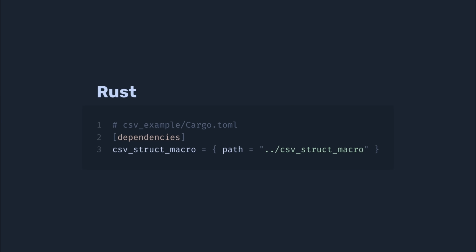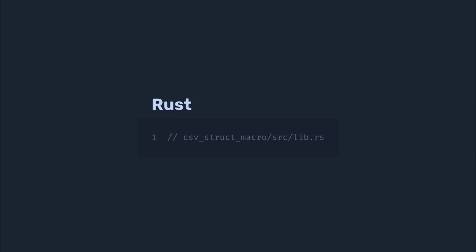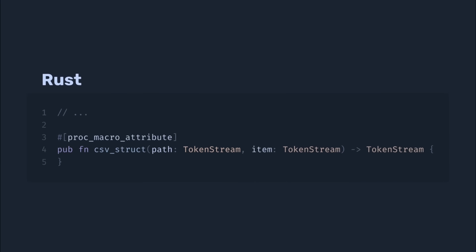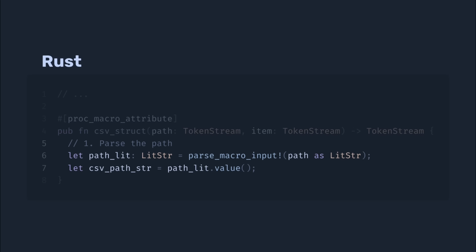So let's see lib.rs with the implementation. First, we will have some useful use statements. Then comes our attribute macro, csv_struct. Here, we're parsing our first input, the path to the CSV file, using parse_macro_input from syn. That's why we're using the syn crate. Otherwise, we would have to write the parsing manually.